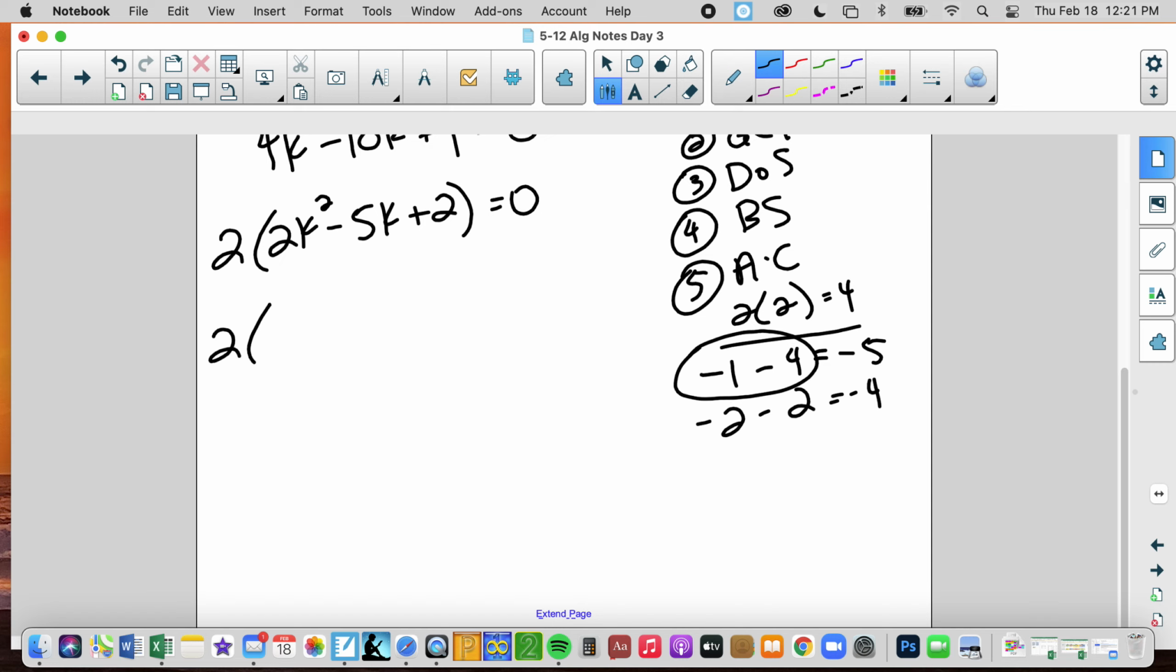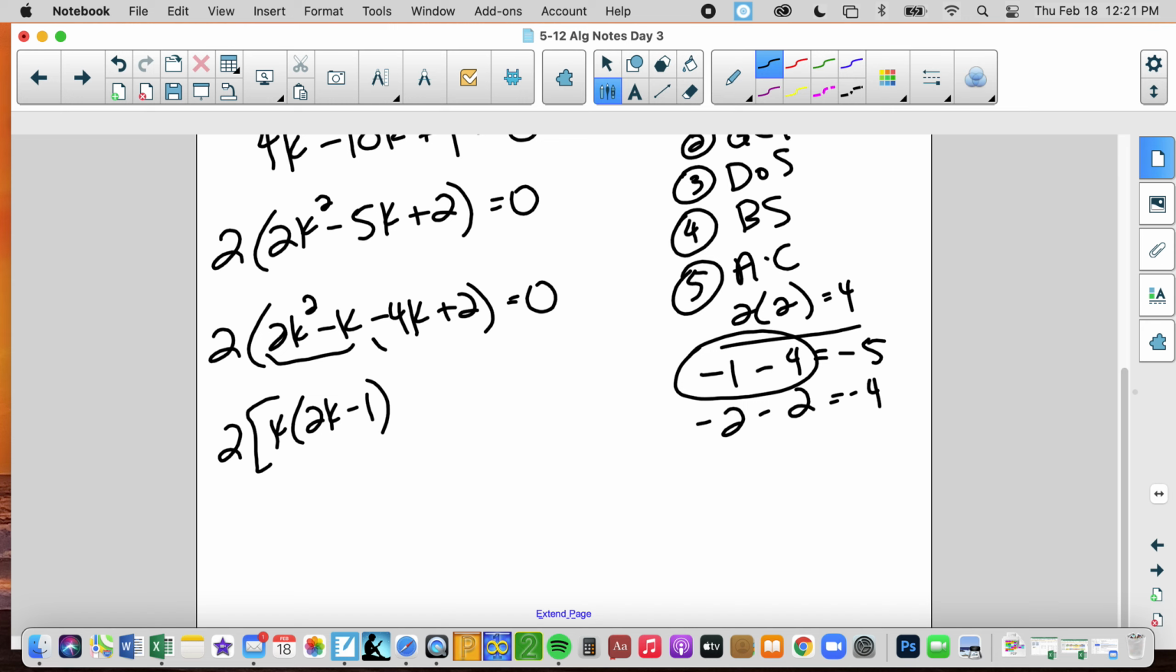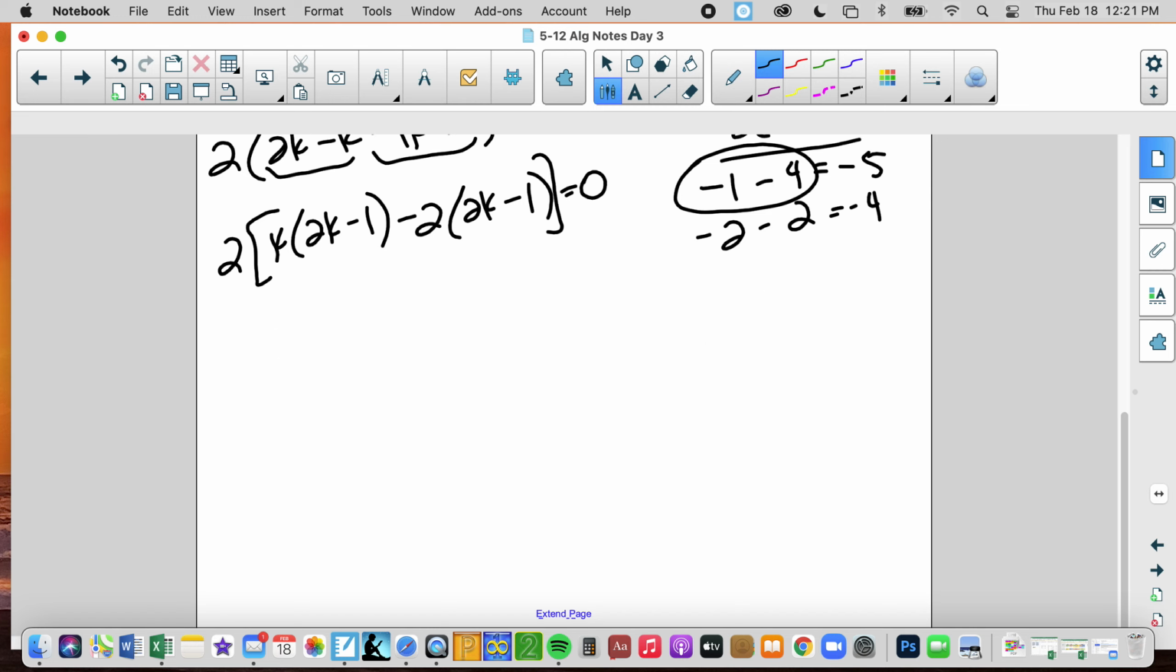So I have 2 times the quantity 2k squared minus k minus 4k plus 2 equals 0. I'm going to group. So I can take out a k from there. That gives me 2k minus 1. I'm going to take out a negative, hello, I said negative and literally wrote positive, -2, which gives me 2k minus 1. And now we're going to pull that 2k minus 1. So we have the 2 on the outside. We have the 2k minus 1 that they have in common, and that leaves me with k minus 2.